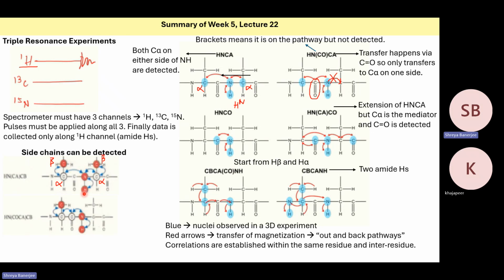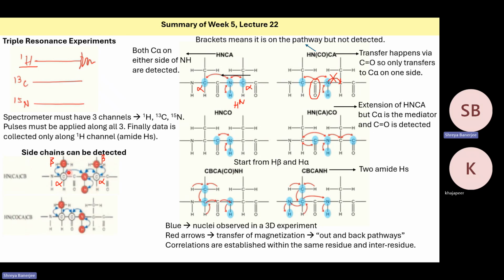So magnetization is going from amide hydrogen to amide nitrogen. Then it is going to the C alpha on both sides, but it is not being detected. C alpha is in bracket. From C alpha, it is transferred to C beta, and it is the C beta that is being detected, shown by the red circles here. So you're detecting amide hydrogen, amide nitrogen, and the C beta. C alpha is simply a mediator through which the magnetization is passing, but it is not being detected.